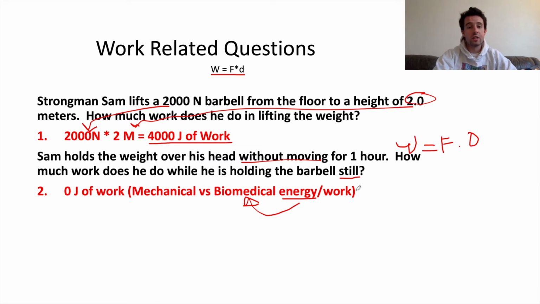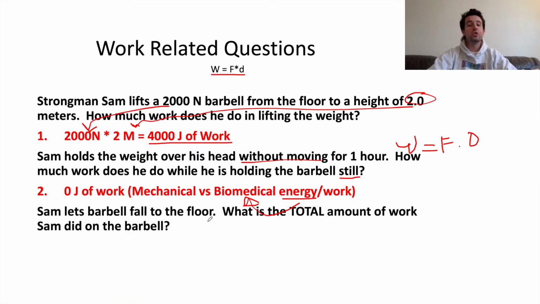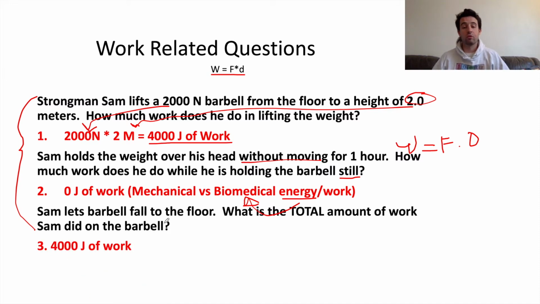The next question says, if Sam lets the barbell fall to the floor, what's the total amount of work Sam did on the barbell? So this is saying if he pulls up the barbell, holds it, and then drops it, what's the total amount of work? And that answer is going to be 4,000 joules of work. Letting the barbell fall to the floor, Sam is not doing any work on that barbell, so the answer is just the same as it was before, 4,000 joules of work. Hopefully this helps you see not only how do you solve a work problem, but also what is considered work and what isn't considered work. There has to be a force, and there has to be a distance moved. Those are the two important things there.